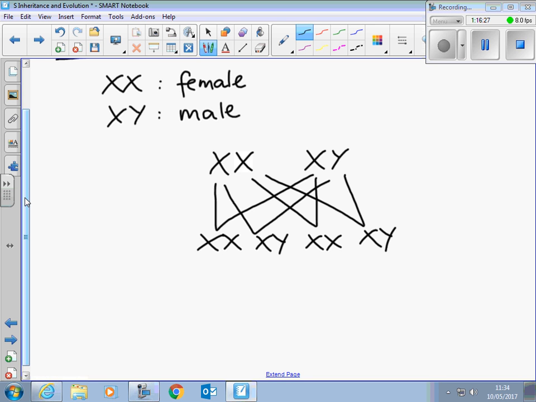Anyway, what we're looking at here, of course, is whole chromosomes. These are not genes. So if we actually want to look at the genes that are carried on these chromosomes, then you have to bear in mind the difference between them.